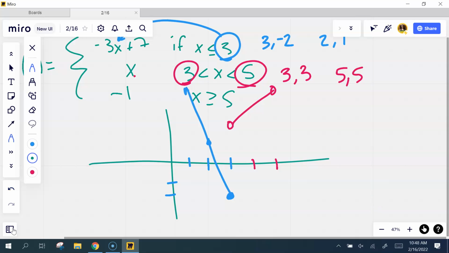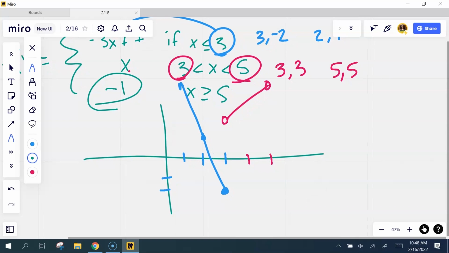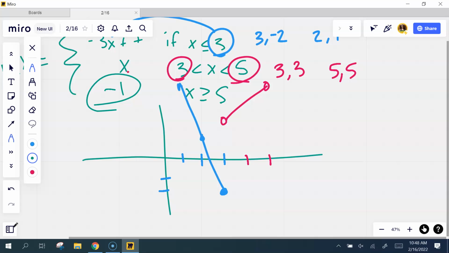And then the very last one is just a horizontal line at -1, but it starts at 5. So I'll start at 5, -1, and it is a closed dot. If I pick an x bigger, I might get 6, -1, but it's going to go this way. What's wrong? You want it to be bigger than 5, not smaller than 5.